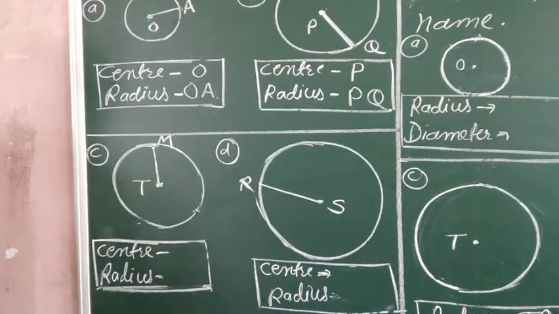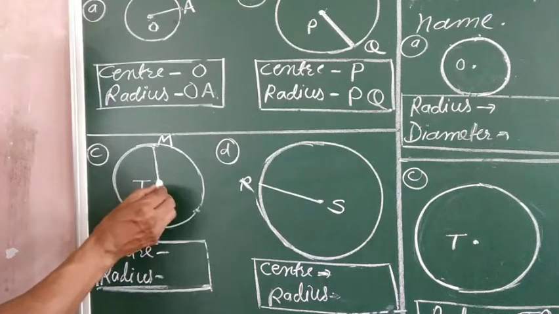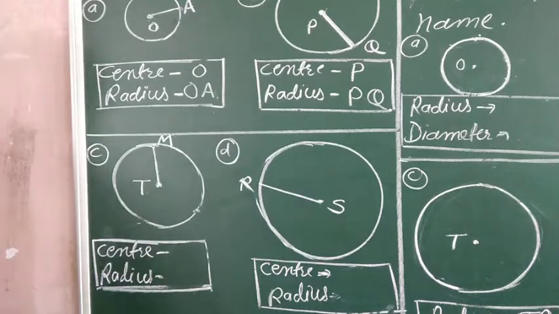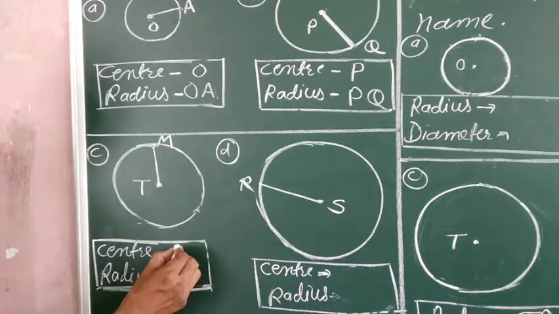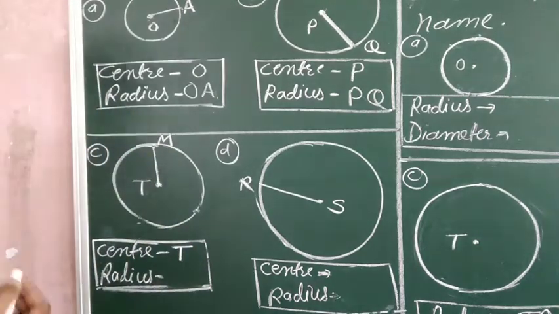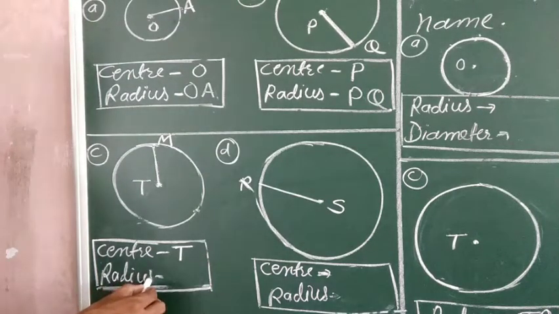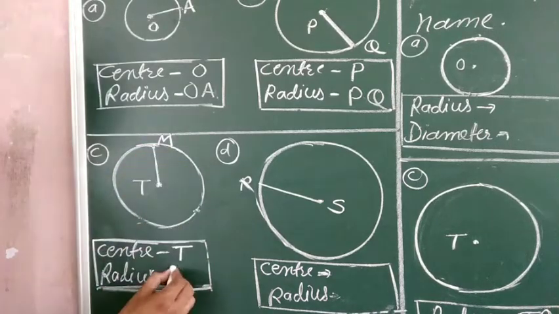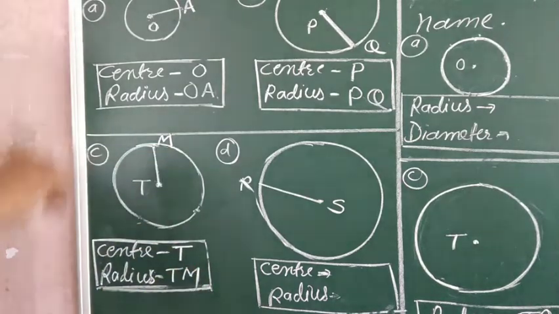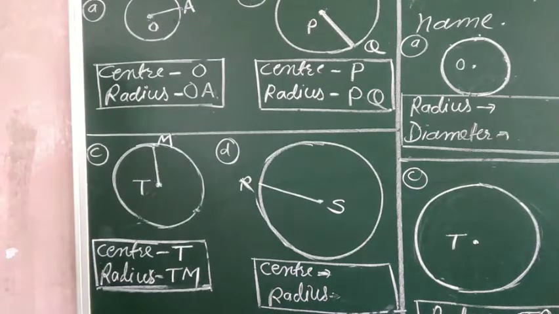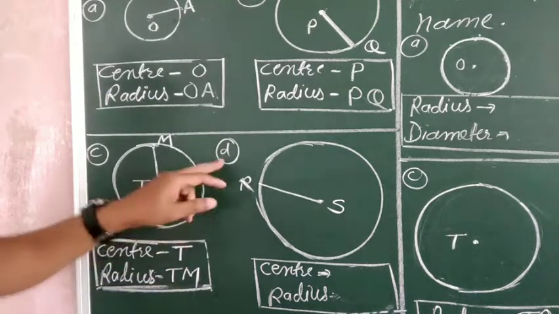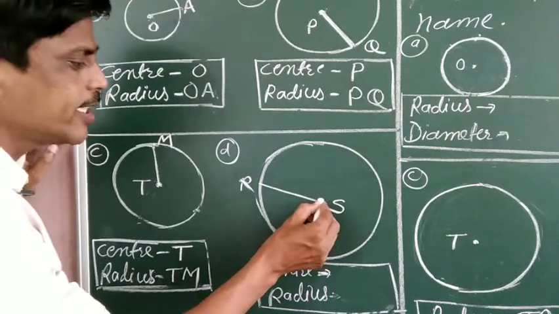Now come to circle C. Here is the center. This point is point T, so it is center point T. And then see the radius. TM is the radius. TM is the radius.